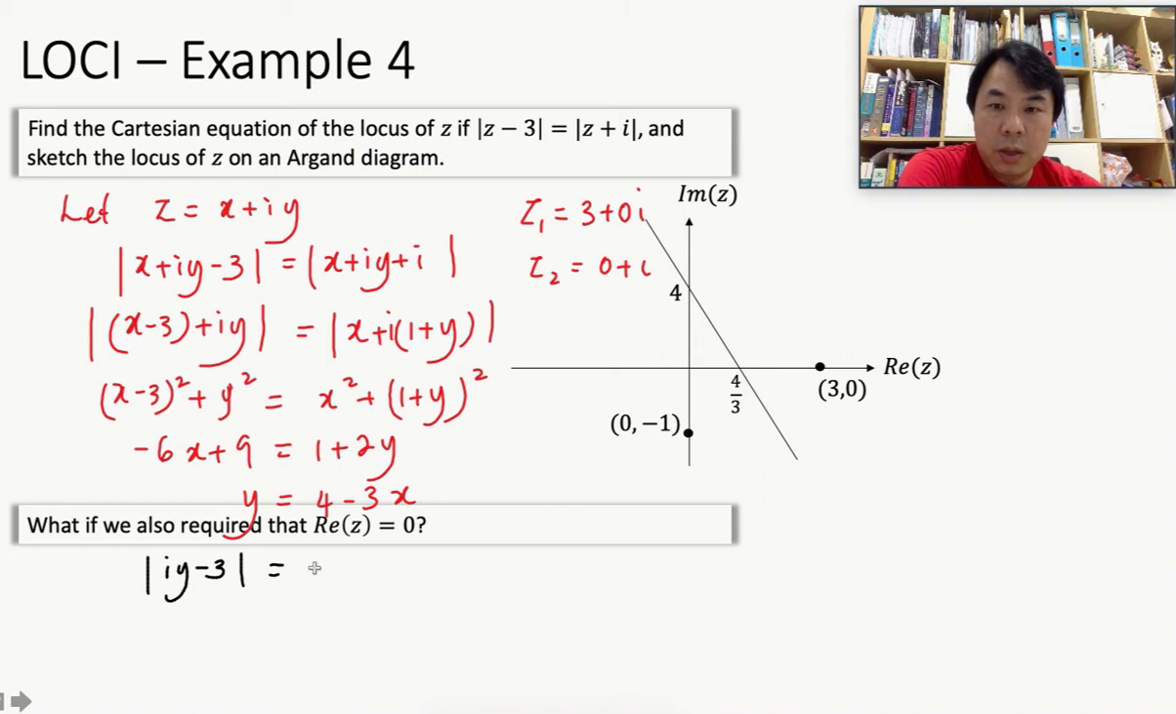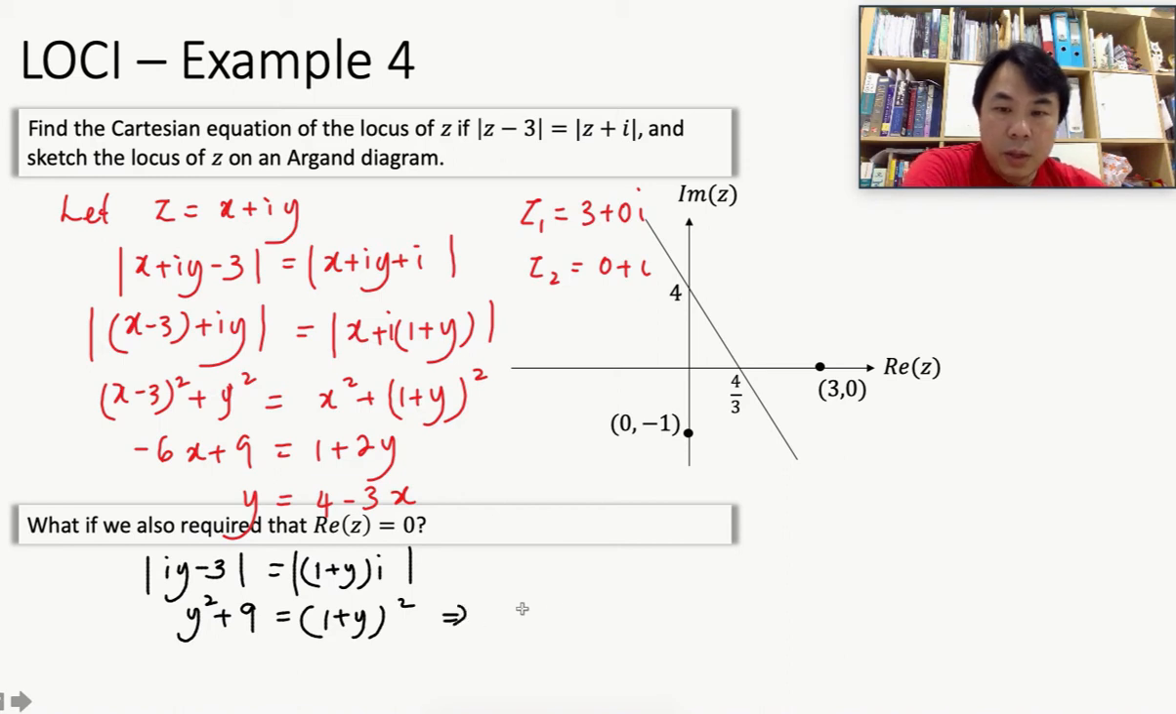The same thing goes here. That is, the real part is 0, so there is only 1 plus yi here. And then all we need to do is square this plus 9 equal to 1 plus y square here. And then if you simplify that, we know that the y square can be cancelled out, and then eventually you only end up with 2y is equal to 8, y is equal to 4.